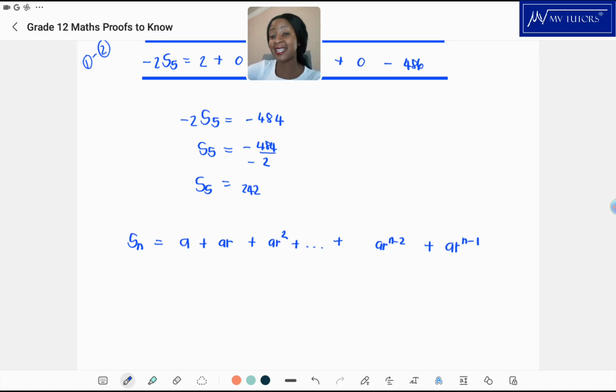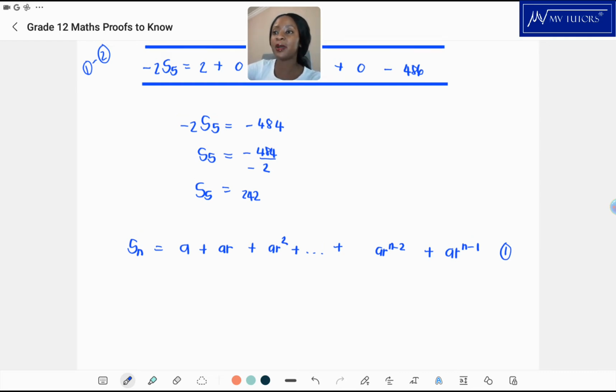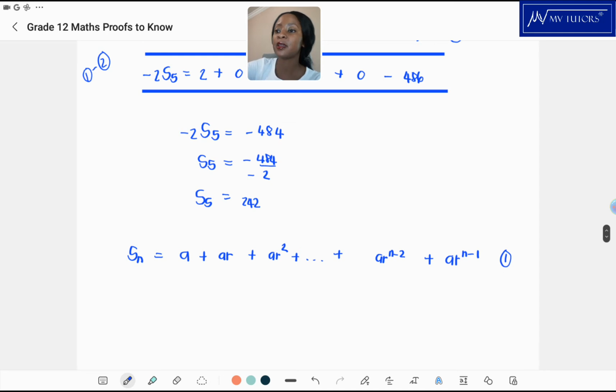So what would happen in the second row? This is my first equation. When we get to the second part, remember we multiplied by the common ratio here, so we're going to have r Sn. And also we shifted the first term, but we're going to continue multiplying by r. So a times r would be ar. ar times r would be ar squared. And we have all those terms in the middle. And then ar^(n-2) times r.